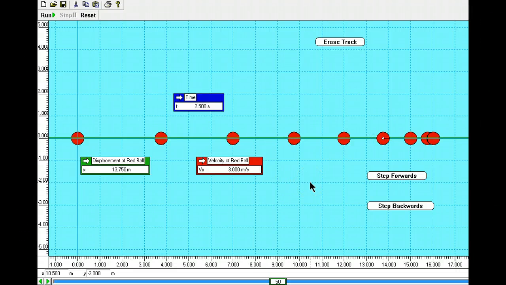And then at 2.5, we're at 13.75 meters and 3 meters per second. And then at 3 seconds, we're at 15 meters and 2 meters per second. And then at 3.5 seconds, we're at 15.75 meters and 1 meter per second. And then at 4 seconds, we're at 16 meters and 0.017. That's, we're going to round that off essentially to 0. So we pretty much lost all of our velocity, and we're now at rest.